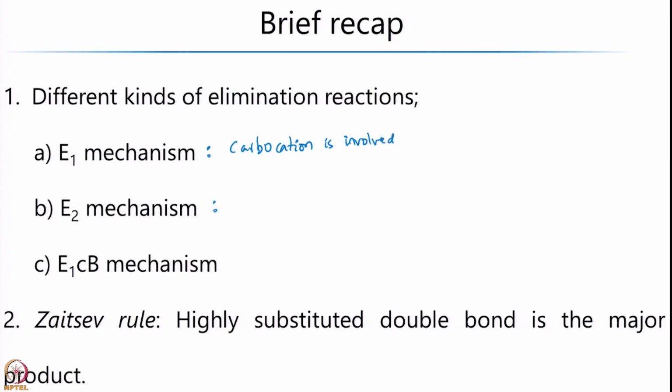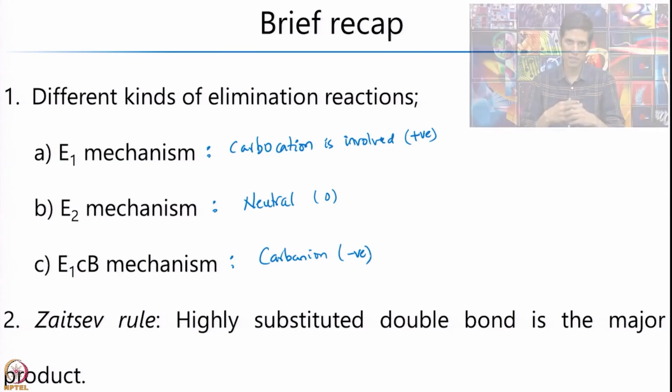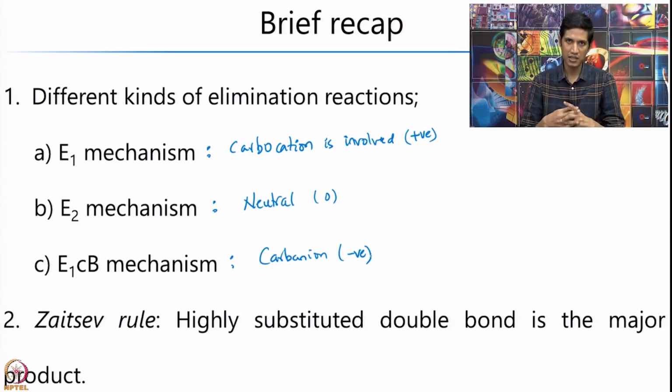And the E2 mechanism was almost neutral, and E1CB involved a carbanion, right. So this was positively charged, this is pretty much zero, and this was a negatively charged species which is involved. And we had said that the E1 mechanism is a unimolecular mechanism, and typically the alkyl halide or the compound bearing the leaving group is very important, in the sense that whether the carbon is tertiary, secondary or primary dictates whether the given mechanism goes by E1 or E2.